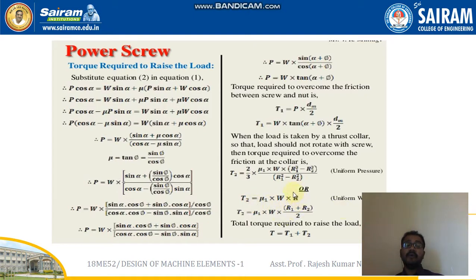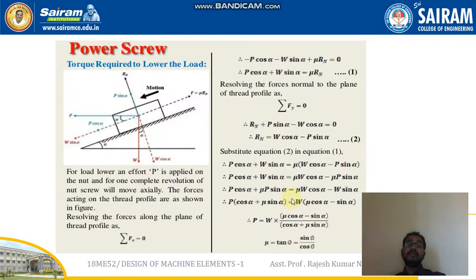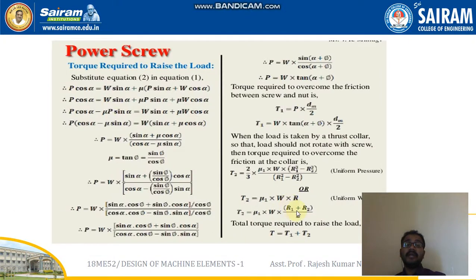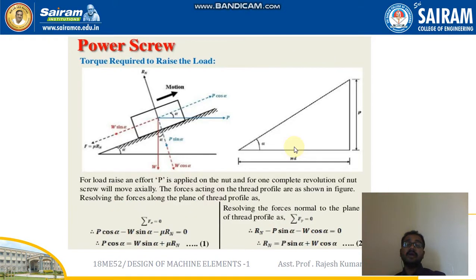Again, if you have a doubt about what this R means, we know it is the average of R1 plus R2 by 2. Therefore, the total torque required to raise the load will be capital T equal to T1 plus T2. That is T1 is nothing but W tan of alpha plus phi into dm by 2, plus T2, either we can go with this one or this one. If I am going with uniform wear, plus mu1 into W into R1 plus R2 by 2. So this is the equation we will be getting for the torque required to raise the load.